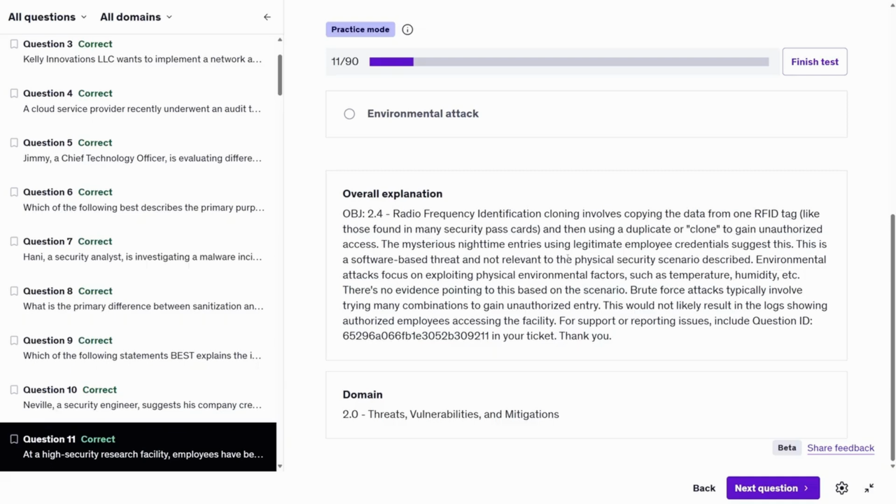This is a software-based threat and not relevant to the physical security scenario described. Environmental attacks focus on exploiting physical environmental factors such as temperature, humidity, etc. There's no evidence pointing to this based on the scenario. Brute force attacks typically involve trying many different combinations to gain unauthorized entry. This would likely not result in the logs showing authorized employees accessing the facility.